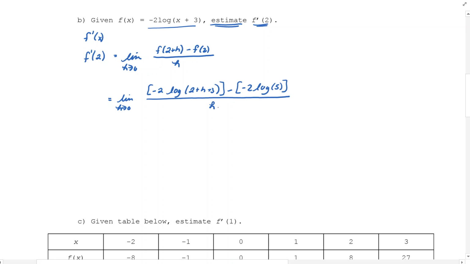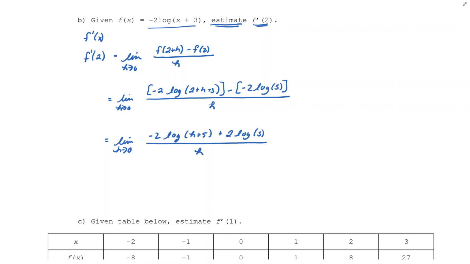All over h. Well, I'll tidy this up a little bit. I've got the limit as h goes to 0 of negative 2 log (h plus 2) plus 3, and a minus a negative becomes a plus 5, all over h. Well, those h's are not going to cancel. I'm not going to be able to plug in my 0 and evaluate algebraically.